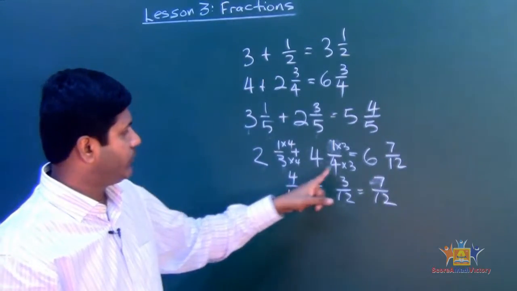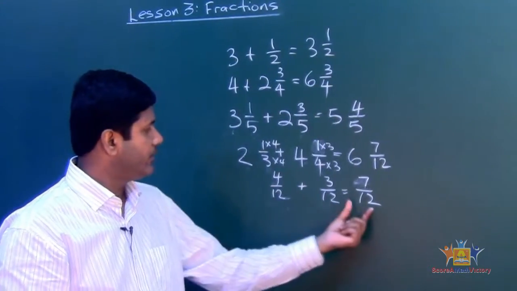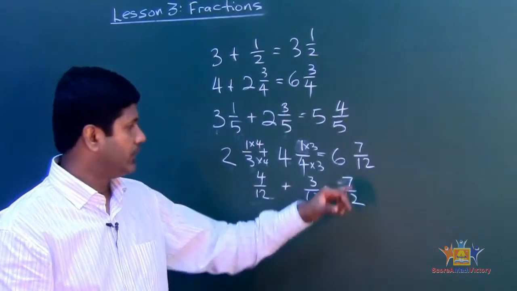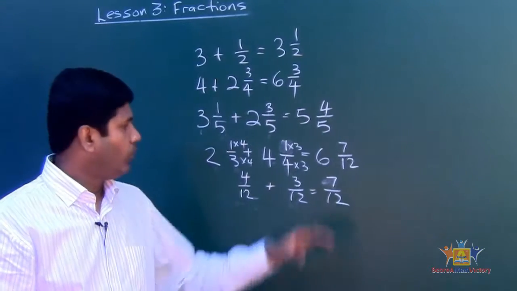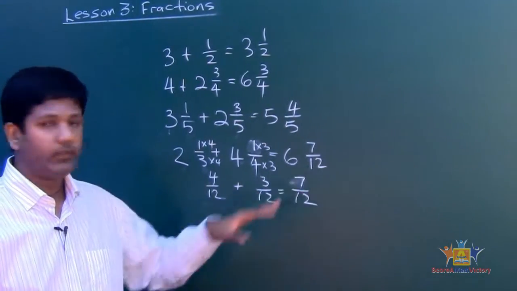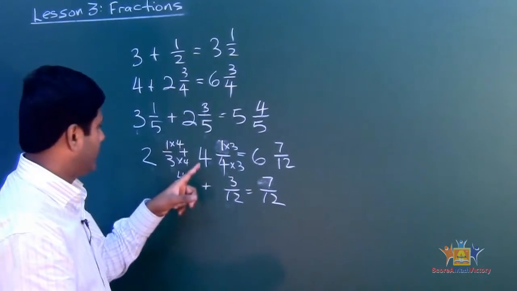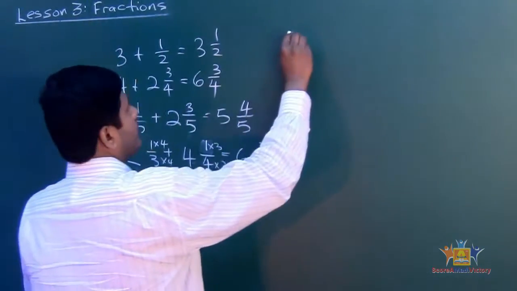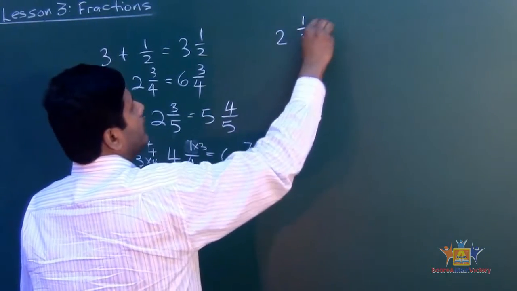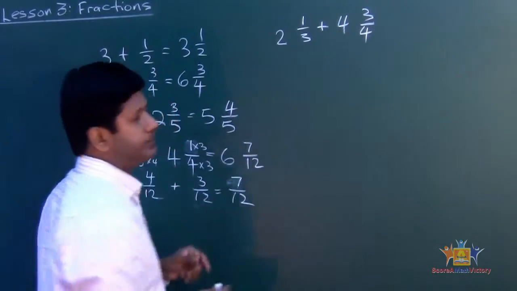So 2 plus 4 is 6. Adding the fractions by converting them to a common denominator gives me 7 over 12. That's my final answer. Always check and see if you can reduce this or simplify it, another word, okay? If you can, that's it right there. Okay, good. Now let's go back. Earlier I had it, let's say for example, 2 and 1 over 3 plus 4 and 3 over 4.